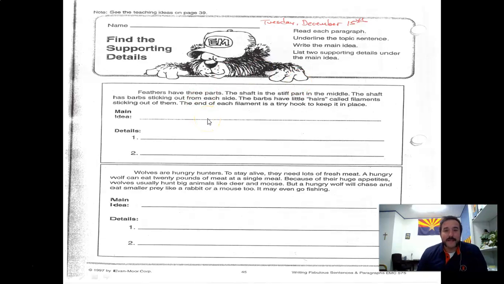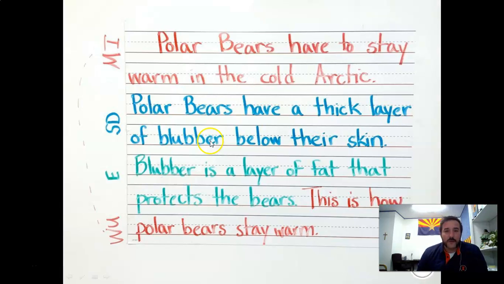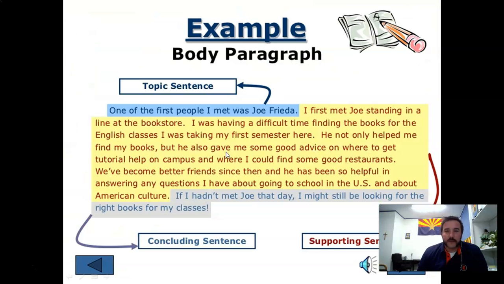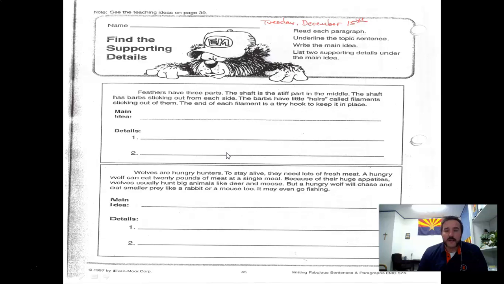That's your assignment, guys. If you're getting confused, go look back at a couple of these examples here. It really lays it out well for you, but now you got to show that you learned the different parts of a paragraph by correctly deciphering and writing down what each part is.